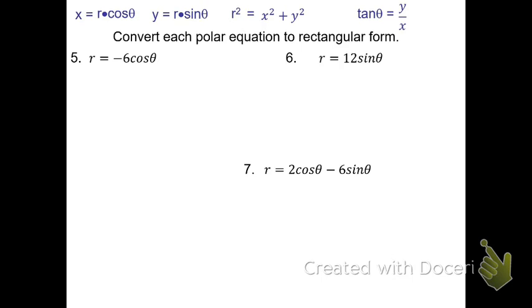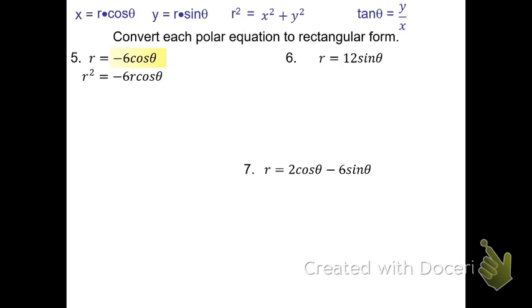Well, let's see what it looks like when we convert it to rectangular form. This cosine theta almost looks like r cosine theta, but it's not quite. It doesn't have the r over here. So to get it, I'm going to have to multiply both sides of the equation by r so I can get r cosine theta. If we multiply the left side by r, r times r becomes r squared, and negative 6 cosine theta times r becomes negative 6r cosine theta.